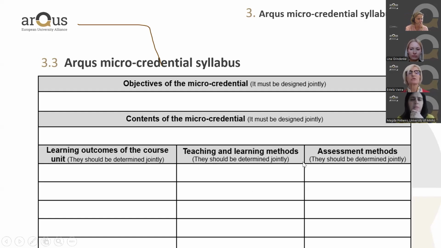So again, the contents, of course, the summary of the micro-credential. Then you would also have to define the learning outcomes, the competences and skills the students should have at the end of the program. You must define the teaching and learning methods as well as the assessments. Everything, again, jointly. We made sure that we wrote jointly everywhere to highlight the importance of doing things jointly. Next slide, please.